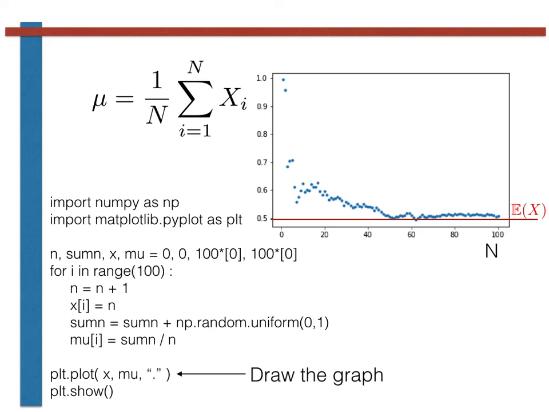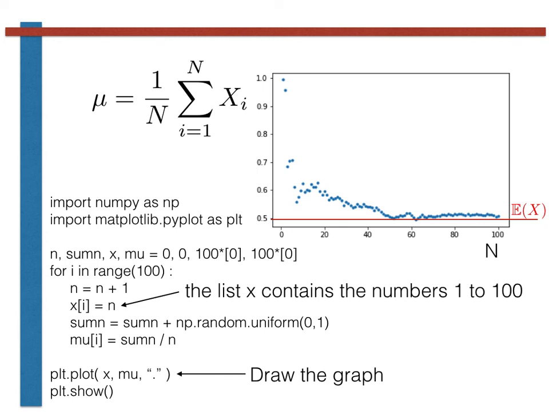The x-coordinates of the points on this graph will take the values in the list called x, while the y-coordinates will take the values in the list called mu. Let's now look at what's in these two lists. The list x is populated here. Essentially, x will just contain the numbers 1 through 100, which we can tell by looking at how the variable n is set in the line above, the one indicated with the arrow.